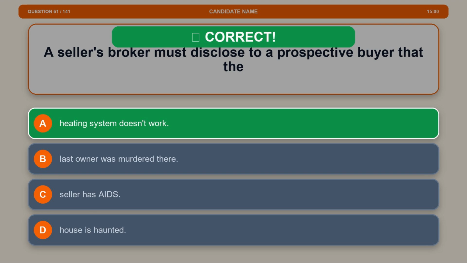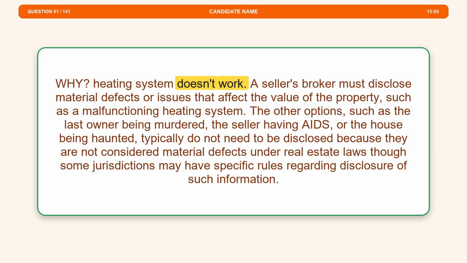The correct answer is option A. Heating system doesn't work. A seller's broker must disclose material defects or issues that affect the value of the property, such as a malfunctioning heating system. The other options, such as the last owner being murdered, the seller having AIDS, or the house being haunted, typically do not need to be disclosed because they are not considered material defects under real estate laws, though some jurisdictions may have specific rules regarding disclosure of such information.